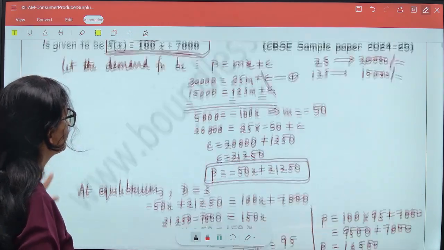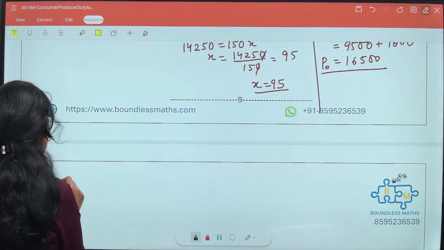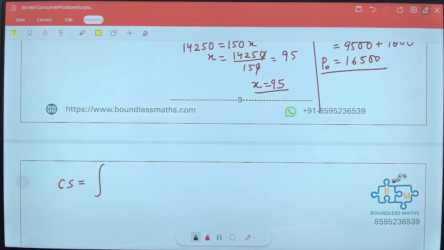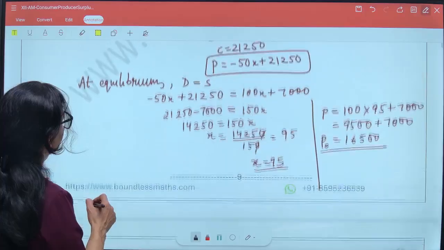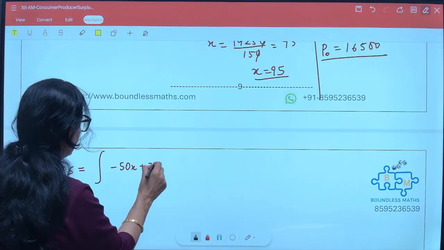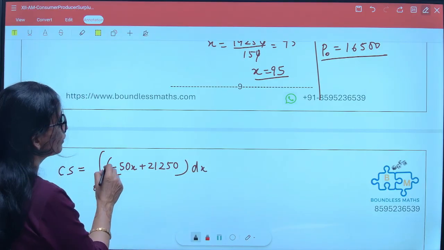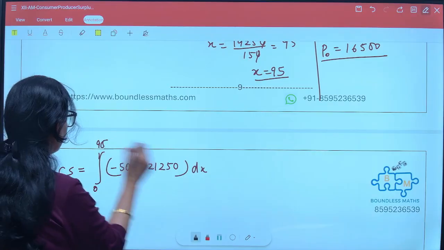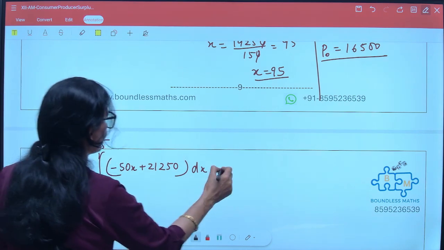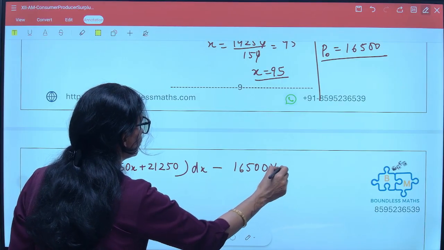Now using both these, we need to find what? We need to find the consumer surplus. So for consumer surplus, first write the formula. It is the integral of the demand function. What is the demand function in this question? It is minus 50x plus 21250. So it is the integral of minus 50x plus 21250 dx, from 0 to x naught, 0 to 95, minus the product of price and quantity. So it is 16500 into 95.